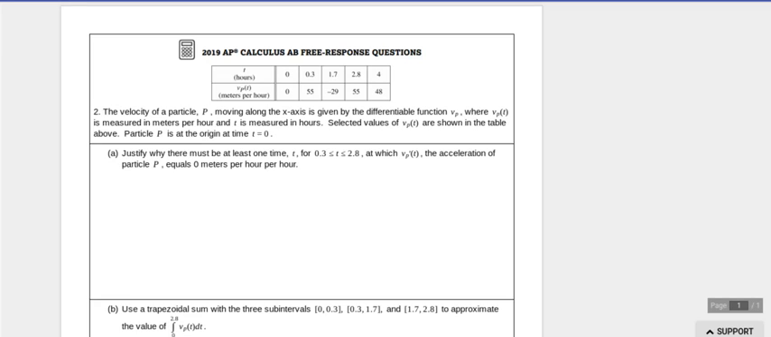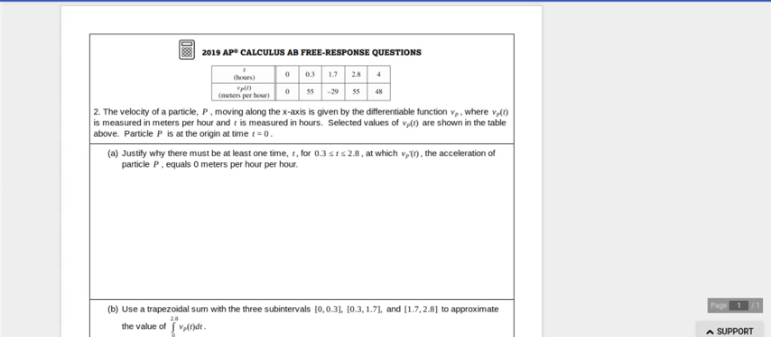Hey everybody, this is the 2019 FRQ number 2. You'll notice this is a calculator question. So we're given the velocity of particle p, which is a differentiable function, and we've got some selected values in the table here. For part A, it says justify why there must be at least one time on this interval where Vp prime, which is the acceleration, equals 0.